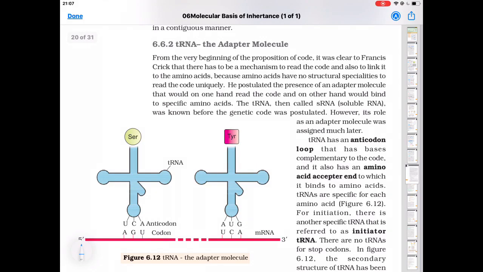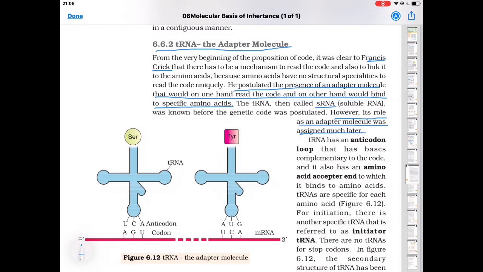Good morning, students. Our today's topic is tRNA, the adapter molecule. Francis Crick postulated the presence of an adapter molecule that would, on one hand, read the code and, on the other hand, bind to the specific amino acid. The tRNA, then called soluble RNA, that is sRNA, was known before the genetic code was postulated. However, its role as an adapter molecule was assigned much later.